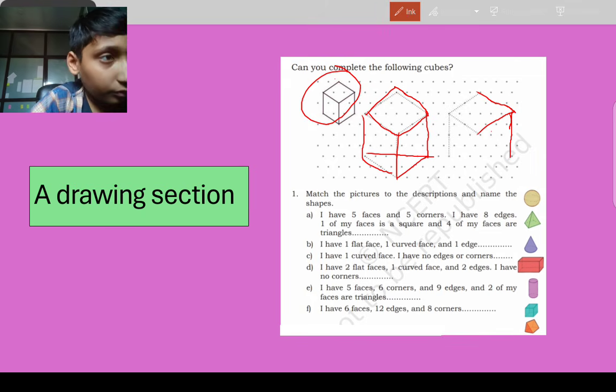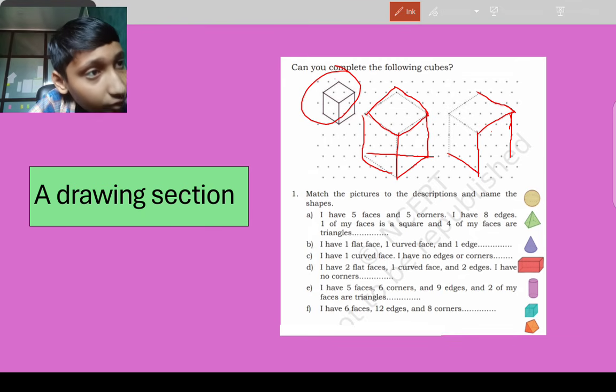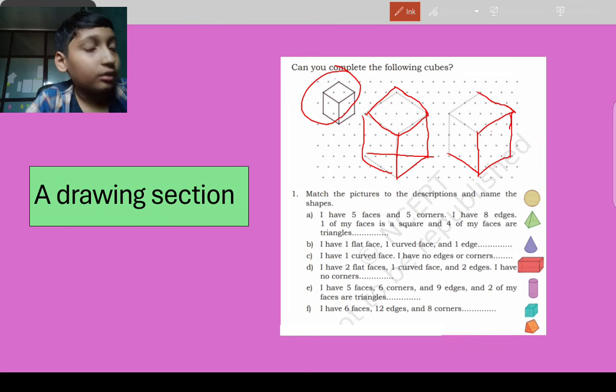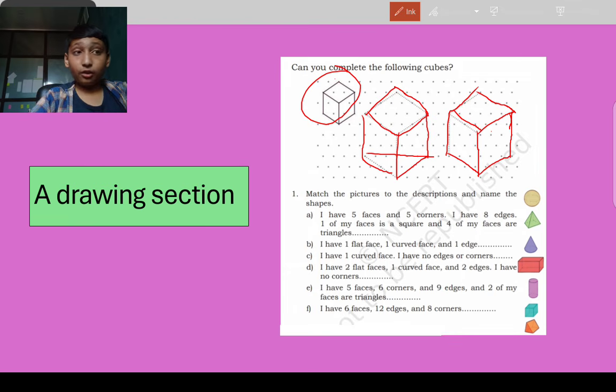Then we have to draw 3 dots. 1, 2, 3. Then the last step is just joining the dots. Simple, simple. Now we need to just trace it and done. You made a cube.